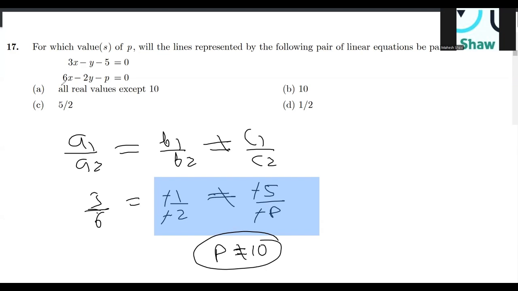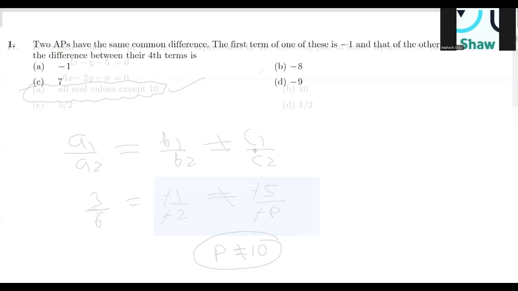Find the values of P for which the lines represented by the following pair of linear equations are parallel. And the condition for parallel is what? P should not be 10, right? Because if I take P as 10, it becomes infinitely many solutions. So this way the option should be this only. It can take any real value except 10, right? Except 10, it can take any real values. So A is the correct option.